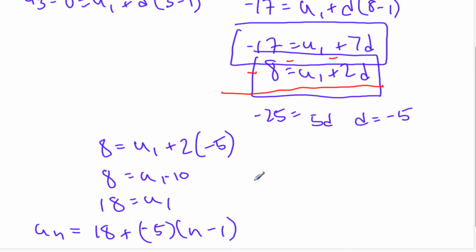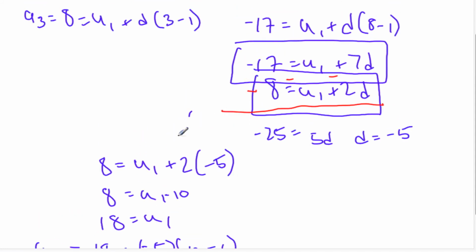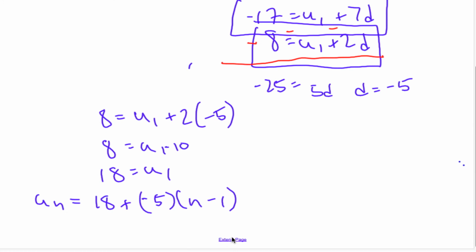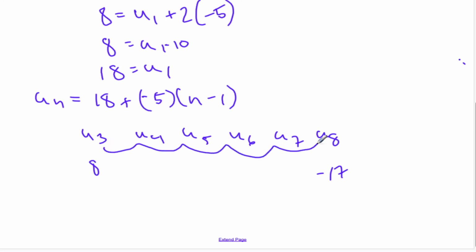Now, I will show you one more thing. I could have found d in another way, and this is kind of using the idea of how arithmetic sequences are done to begin with. So if I know my U3 is 8, and I go U4, U5, U6, U7, and U8, and this is negative 17, I know I have to go 1, 2, 3, 4, 5 differences to get there. So if I take 8, and if I add 5 differences, I will get negative 17.